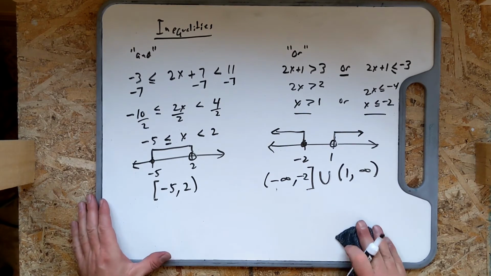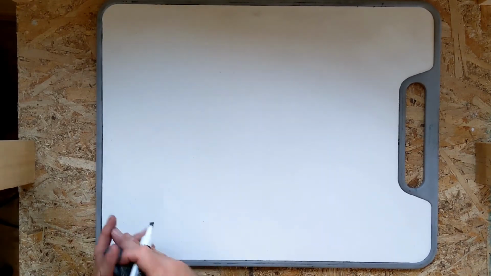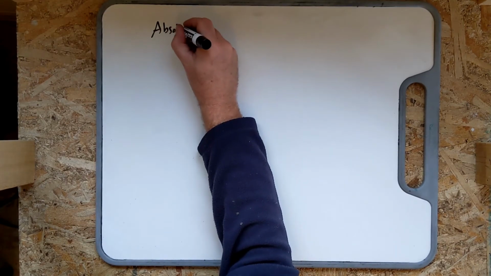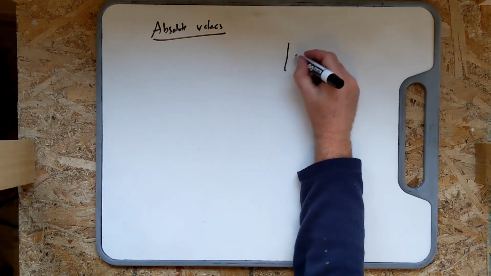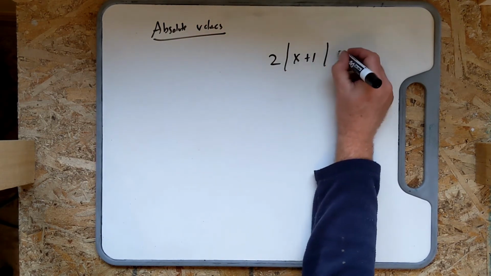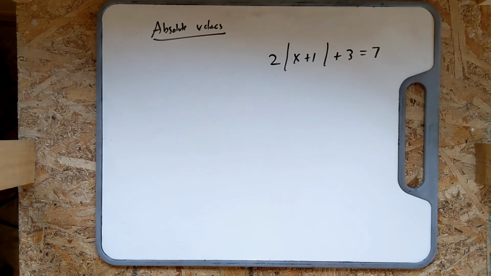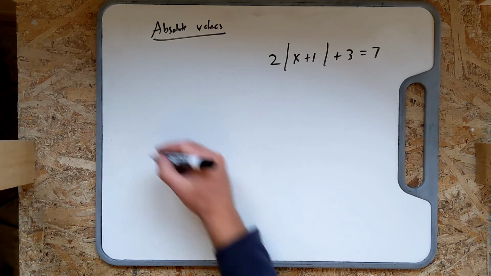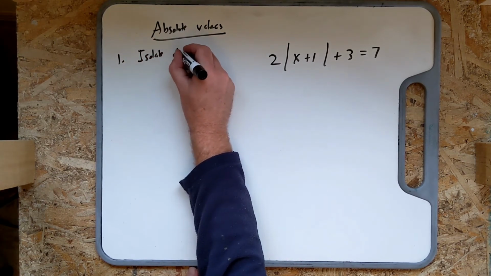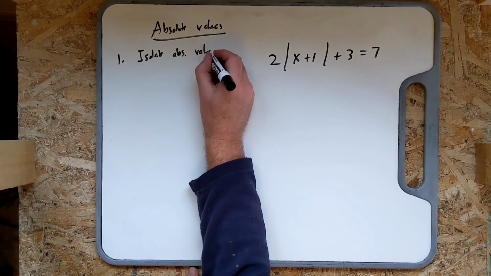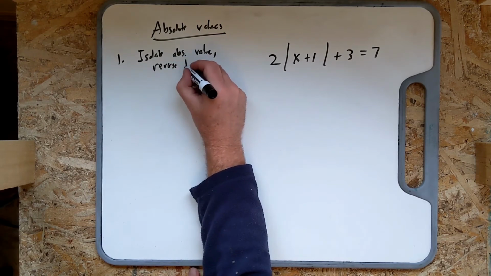Okay, last one, absolute values. We'll start with equations, and I'll give you an example. 2 absolute value of x plus 1 plus 3 equals 7. Steps for absolute values are isolate absolute value. Think of it as you're solving for it. And then you use reverse PEMDAS and inverse operations.